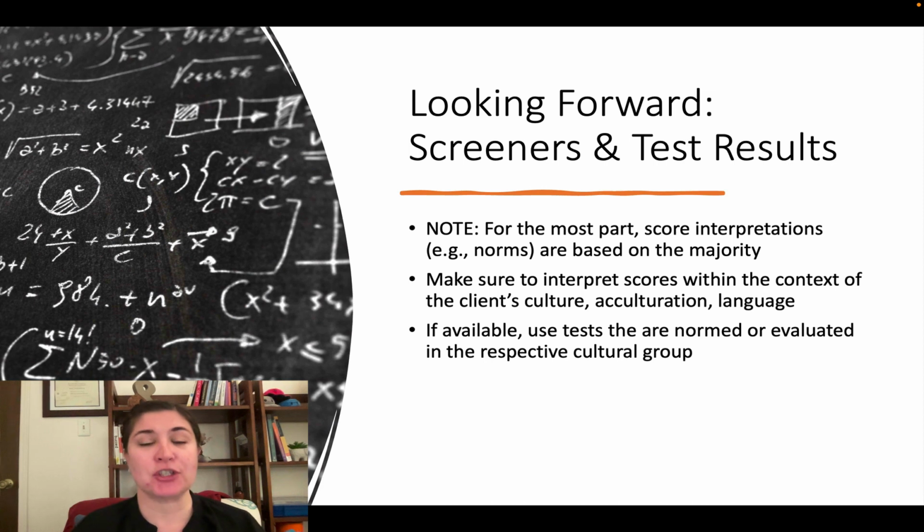This is the end of this lecture, and I hope you have learned a lot about diversity and assessment. Please make sure you read over the assigned readings for improving your cultural competency.